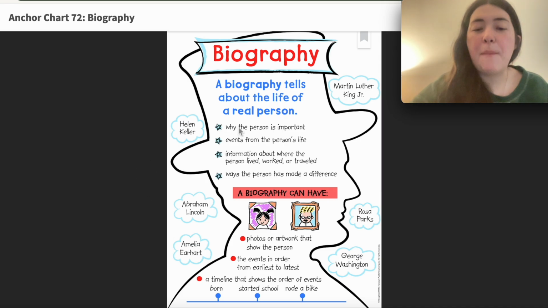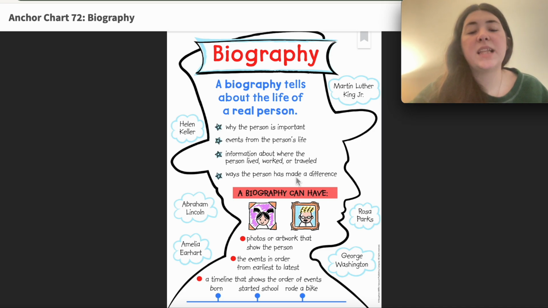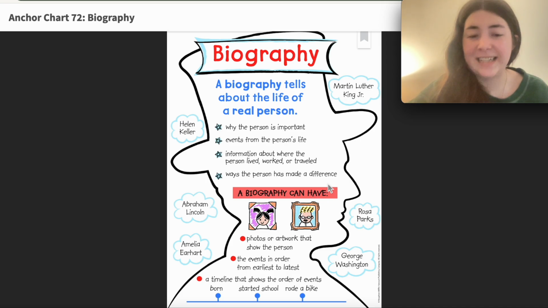Biographies tell why the person is important, events from the person's life, so things that happen and things that make them special or important, information about where the person lived, worked, or traveled, and then ways that the person has made a difference in their world, in their community, things like that.